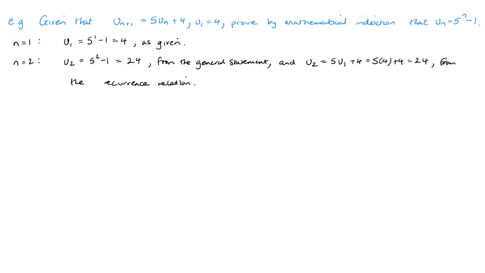So now we've shown it's true for n equals 1 and n equals 2. So we can state that un is true when n equals 1 and n equals 2. So now we've done that, that's our basis step done. Now our assumption step, so we assume that for n equals k it is true.